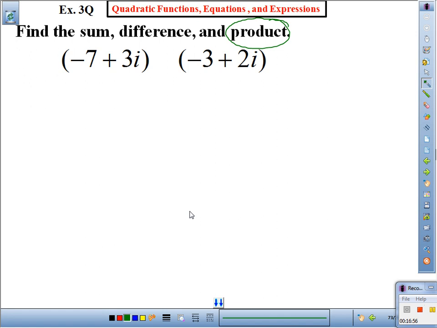All right, let's see. No? How about Shakina? What'd you get? 15 minus 5i. That is incorrect. Isn't it 23i? Yeah. Should have been, let's see, 15 minus 23i.